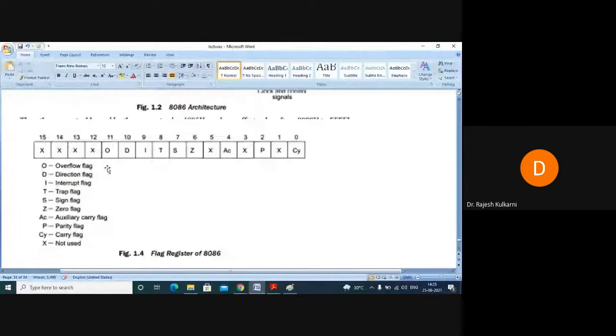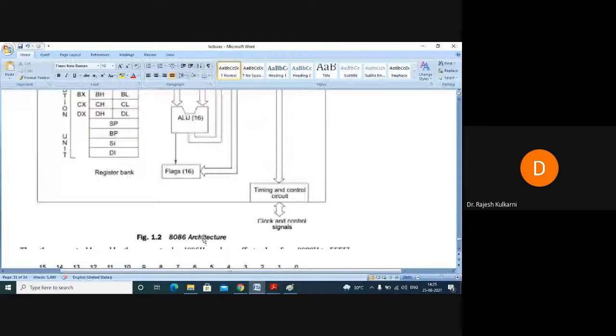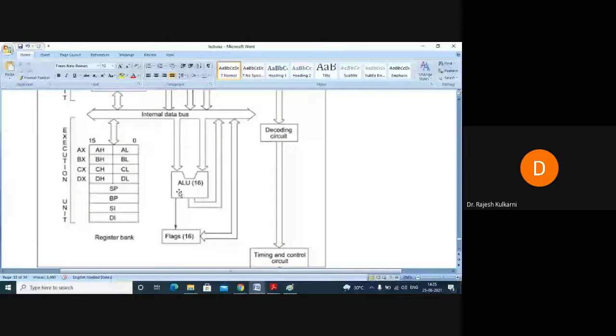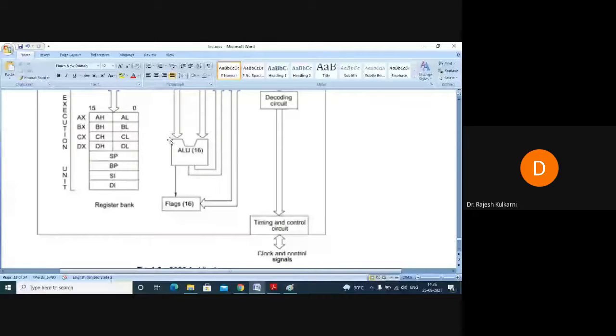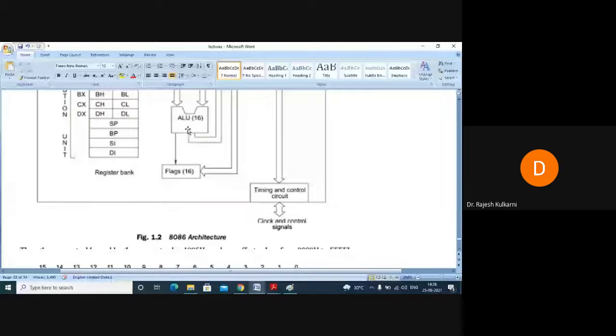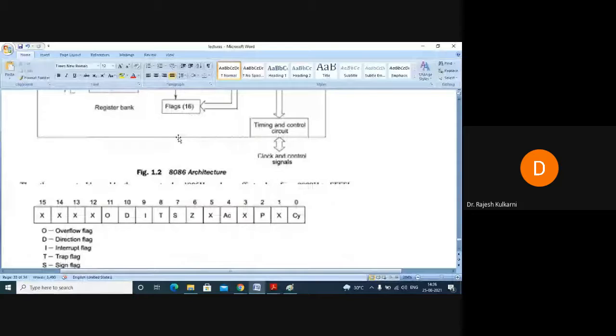See here. This is your flag register and this is your ALU. This is your 8086. 8086 is a CPU. It's a processor. It's a microprocessor. So CPU has ALU, arithmetic logic unit. It will be doing the arithmetic calculations and logical calculations. The results of that will be visible in the flag. But the other things are also there. The control flags are also there.